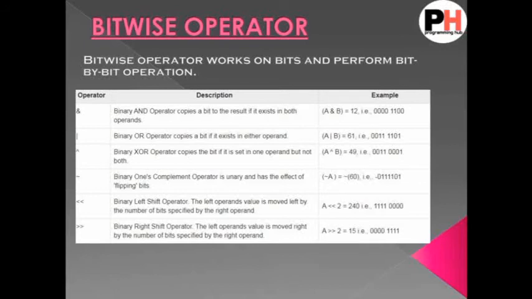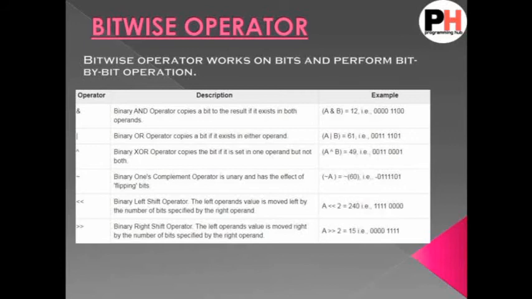Next is the binary OR operator, which copies a bit if it exists in either operand. So A OR B equals 61, that is 0 0 1 1 1 1 0 1. Okay. Next, the binary XOR operator copies the bit if it is set in one operand but not both. So A XOR B equals 49, that is 0 0 1 1 0 0 0 1.